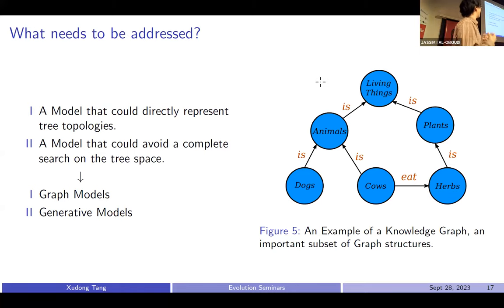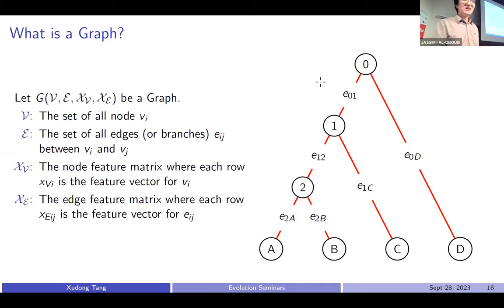Since we're starting to talk about graphs, here's a graph. A graph is a way to represent relationships between nodes. In this case, this is a knowledge graph. You can see a dog is an animal, which is a living thing. It makes sense. It is easy to understand. So let's formally define a graph in the context of a phylogenetic tree. Now we're starting to talk about rooted phylogenetic trees, because in my model, it works better with rooted ones. We're using a four-tip tree as an example here because it's easier to draw.